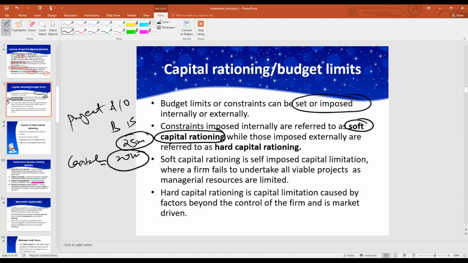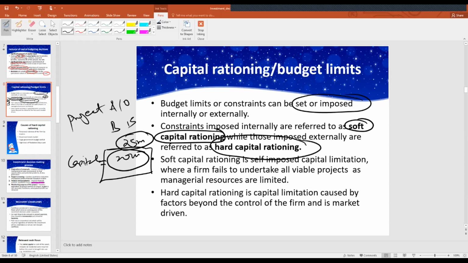If, however, this is the total amount available from external parties, then the restriction is imposed externally. The company would want to acquire more capital, however the market is only willing to give them, for example, 20 million. That is called hard capital rationing. We shall discuss how we appraise in this context. How do we make the appraisal?